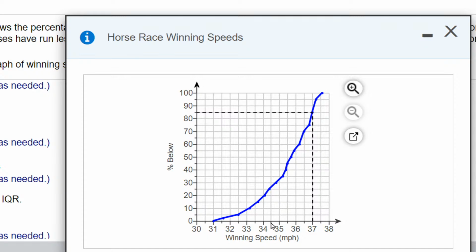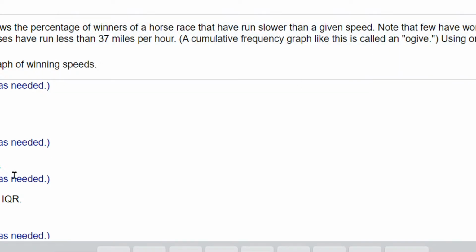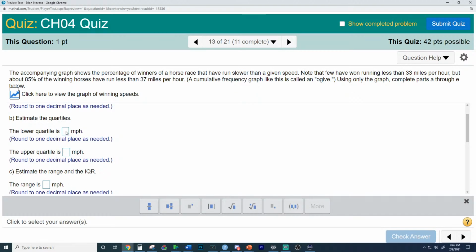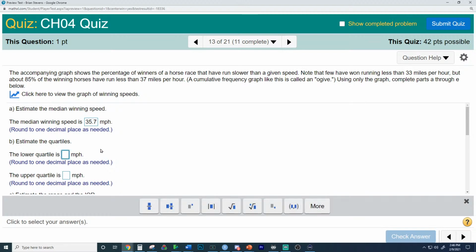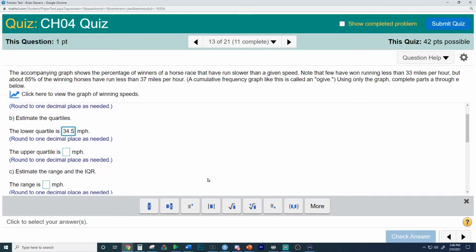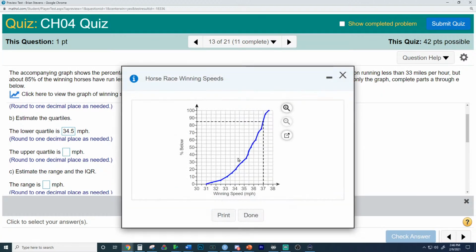So look at the number line and say, okay, this spot right here is where the 25th percentile is. I would say 34.5. We're going to check some answers here at the end to see if it would give credit for those. There's a plus or minus on these, so I think it would. Watch me be wrong. Let's go to the upper quartile right here.